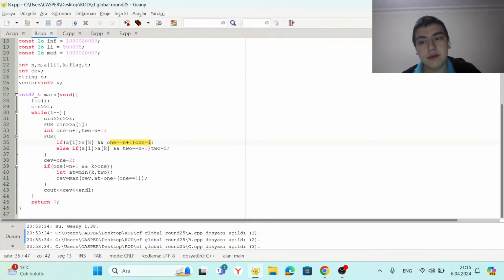Otherwise, if A[i] is greater than A[k] and l2 is equal to n plus 1, I'm saying l2 is equal to i. With this method, I'm finding the two leftmost cows that have a greater rating than our cow. By this way we have found the l1 and l2 variables.